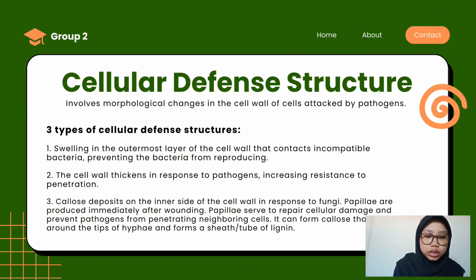Papillae are produced immediately after wounding. Papillae serve to repair cellular damage and prevent the pathogen from penetrating neck-boring cells. It can form callose that wraps around the tips of hyphae and forms a shield or tube of lignin.